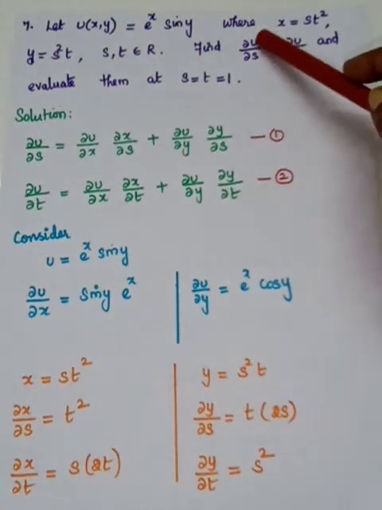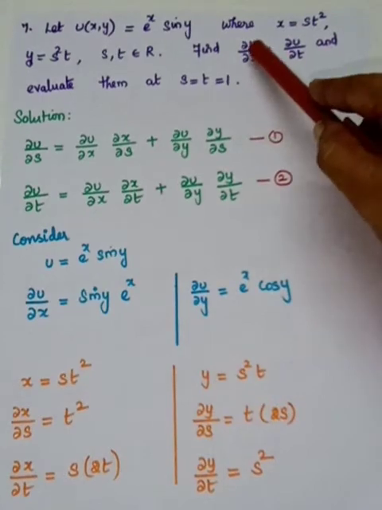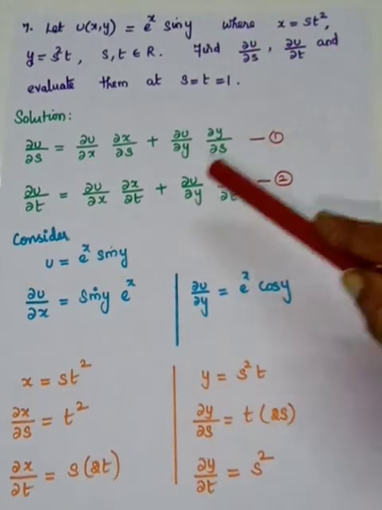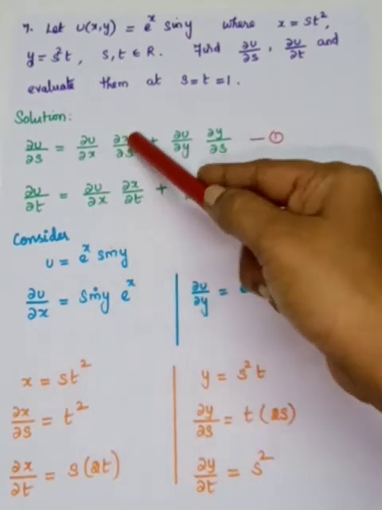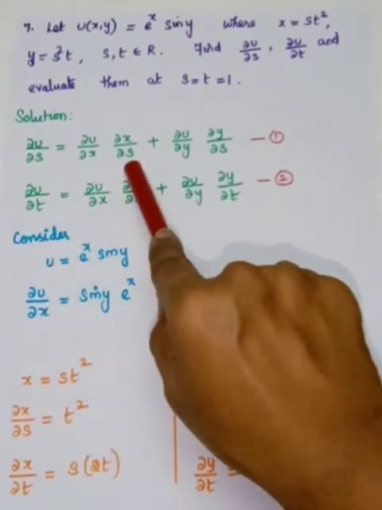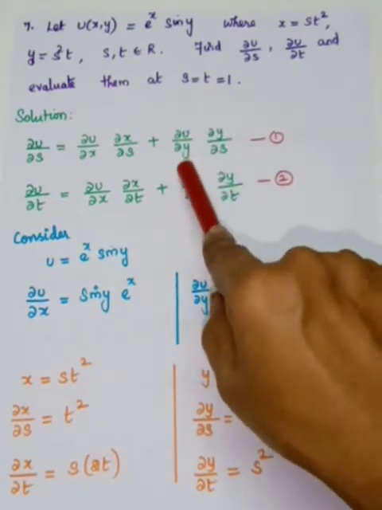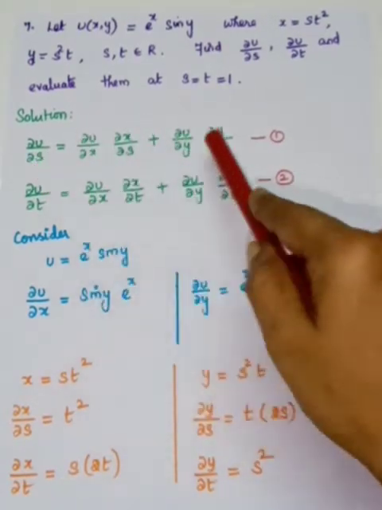So dou u by dou s, how you can write? U is a function of x and y. So first you have to go for dou u by dou x into dou x by dou s, plus dou u by dou y into dou y by dou s.